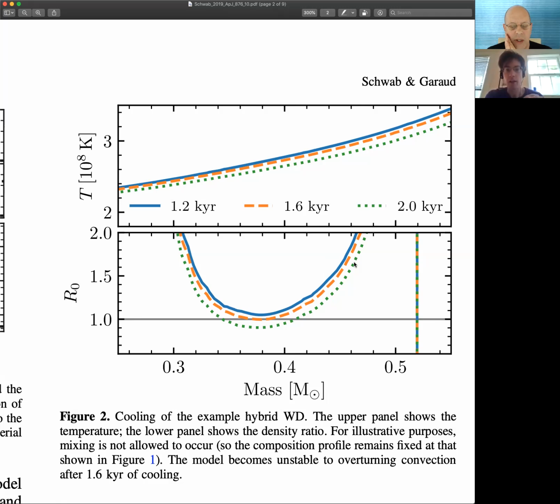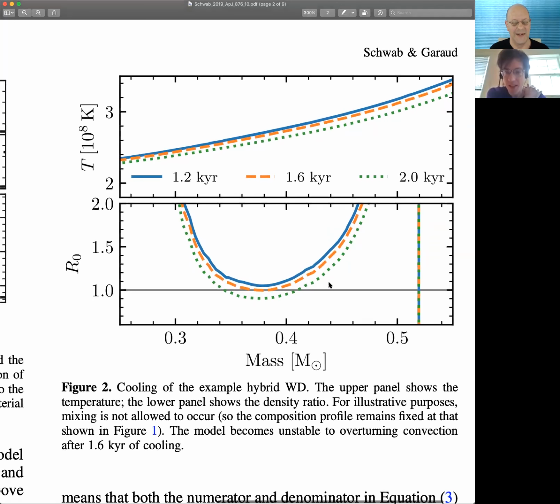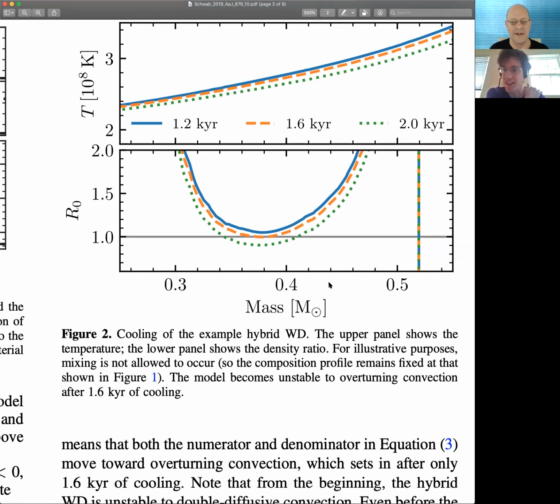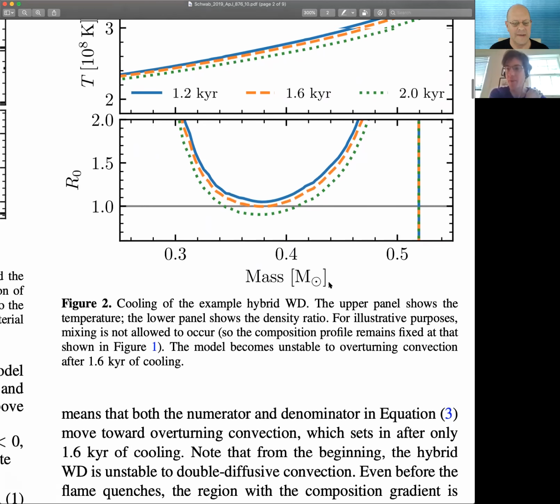What's that fun spike out at about 0.55 solar masses? That's a good question. Off the top of my head, I don't know what that vertical line is. Okay, fine. I don't think there's anything particularly special there, so I'm not quite sure.